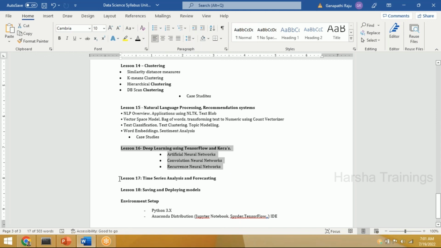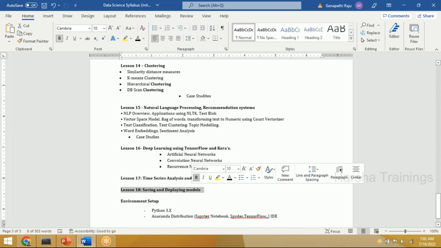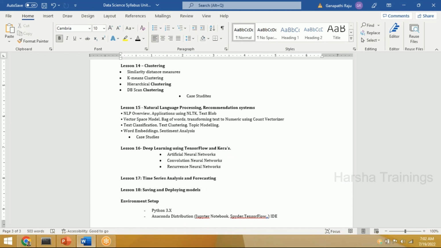Then time series analysis, forecasting of stock market data. Then whatever models we are creating, we should apply onto the servers. How they are working, we should see here.